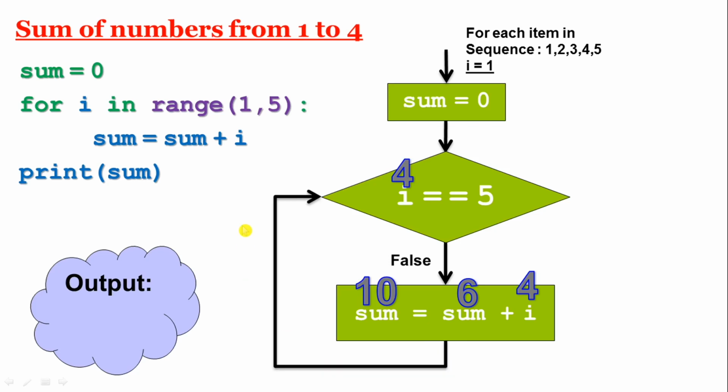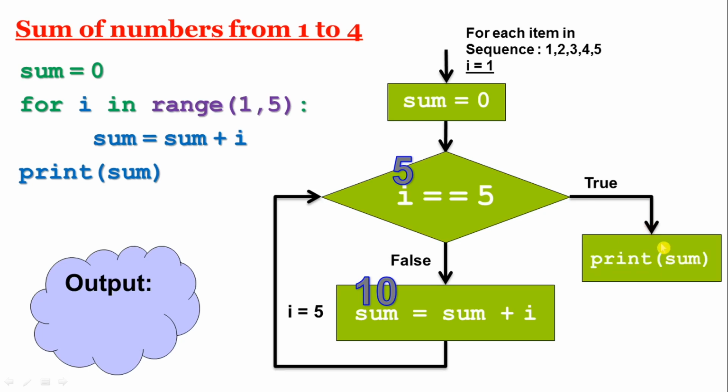It will go to the condition again. i will be equal to 5. 5 is equal to 5, it is correct, it is true. That's why it will go to this wing and it will perform this operation: print sum. As sum is equal to 10, you will output the number 10. Thus, the flowchart ends.